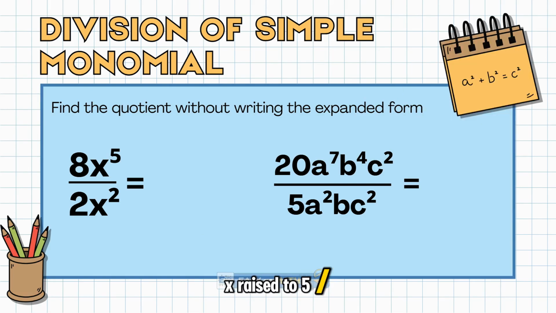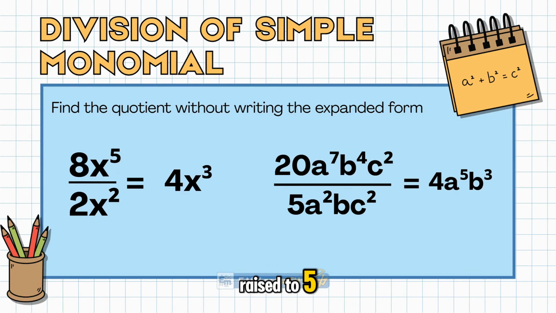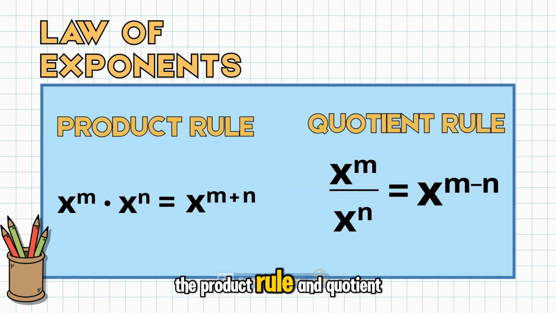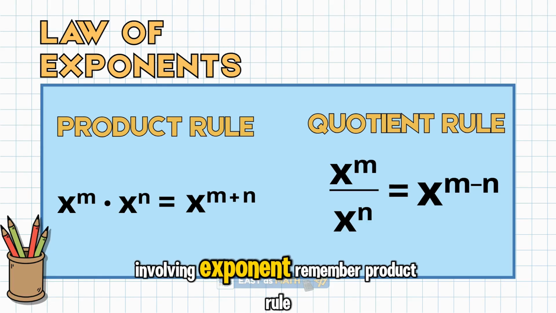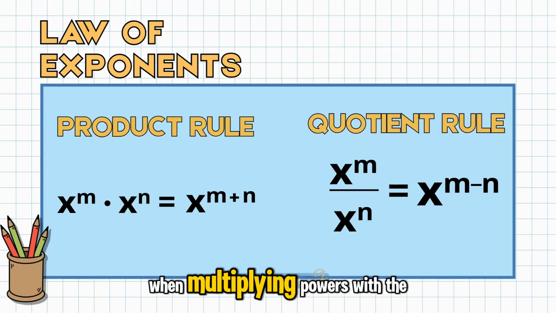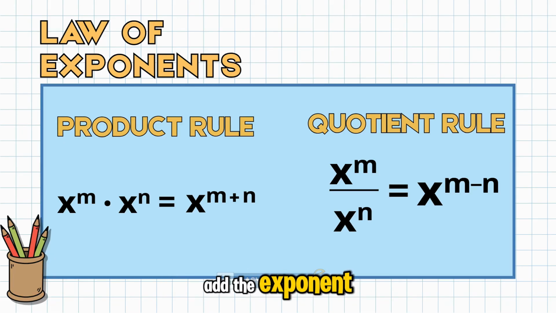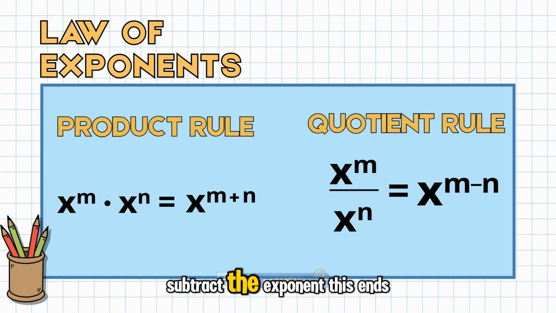x raised to 5 divided by 2x raised to 2 is equal to 4x raised to 3. 20a raised to 7, b raised to 4, c raised to 2 divided by 5a raised to 2, b, c raised to 2 is equal to 4a raised to 5, b raised to 3. The product rule and quotient rule are part of the laws of exponents. The laws of exponents are rules that help us simplify expressions involving exponents. Remember, product rule: when multiplying powers with the same base, add the exponents. Quotient rule: when dividing powers with the same base, subtract the exponents.